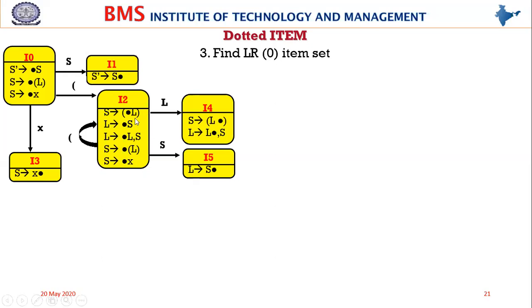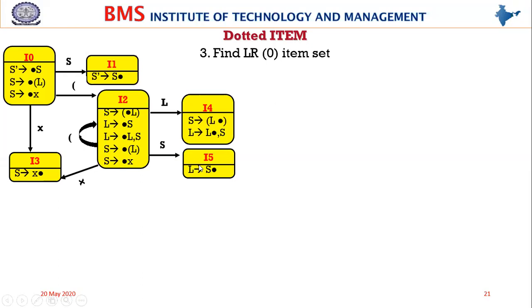When you get an open parenthesis, for this production S produces dot open parenthesis L close parenthesis, if we consume the open parenthesis, we will reach the same state. Similarly, if we consume the X, again we're going to get the same state, S produces X dot, that is nothing but I3, correct? Okay, now we have seen all possible moves, 1, 2, 3, 4 moves from I2.